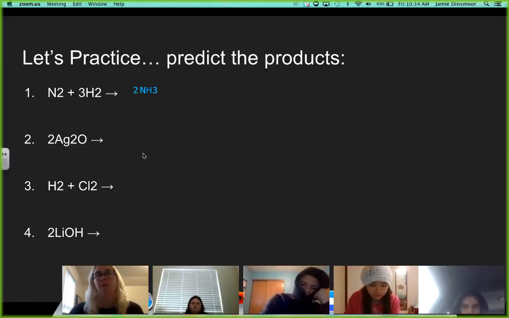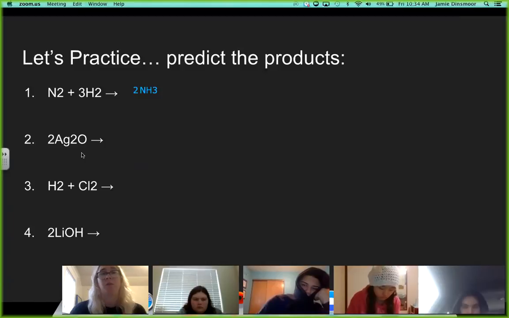Okay, second example here, we have silver oxide. So does this look like it's going to be a synthesis reaction or a decomposition? Decomposition, right? We have 1 giant reactant that we're going to be breaking apart. Great. So now we want to see, well, what do we have? It looks like we have a metal and an oxide, or an oxygen.